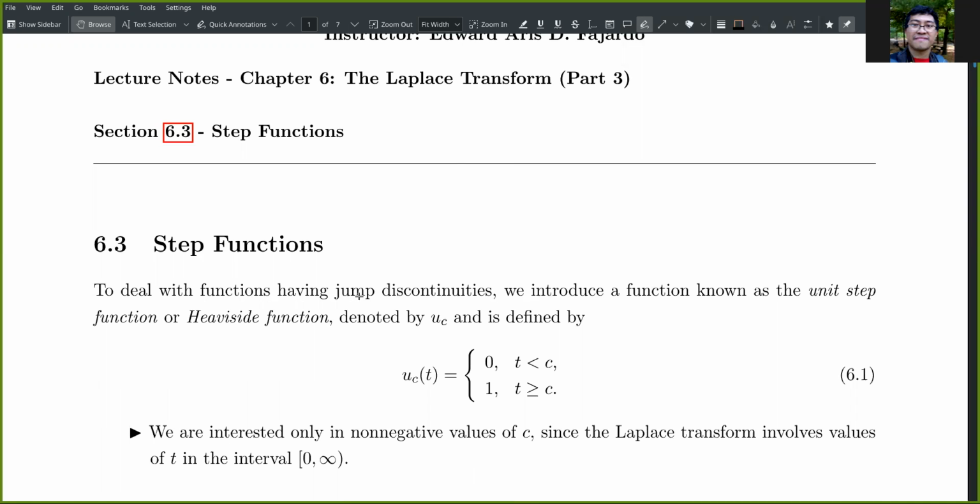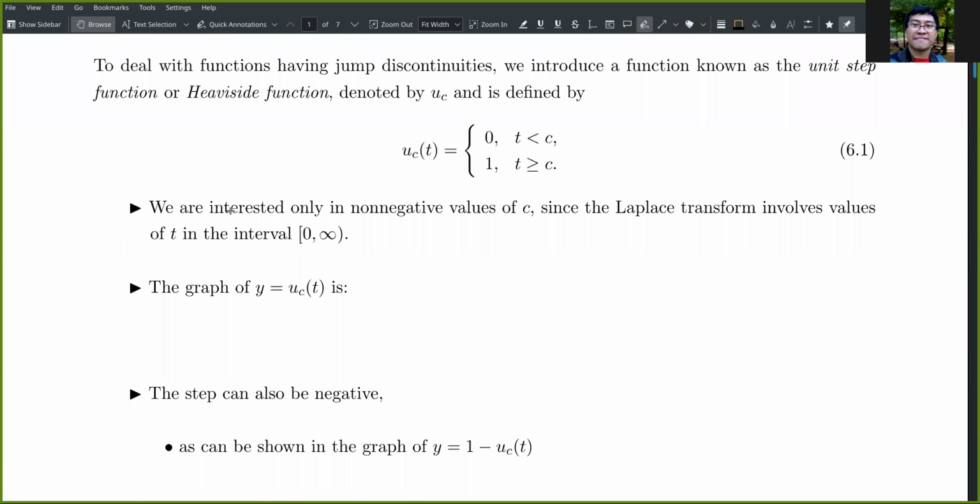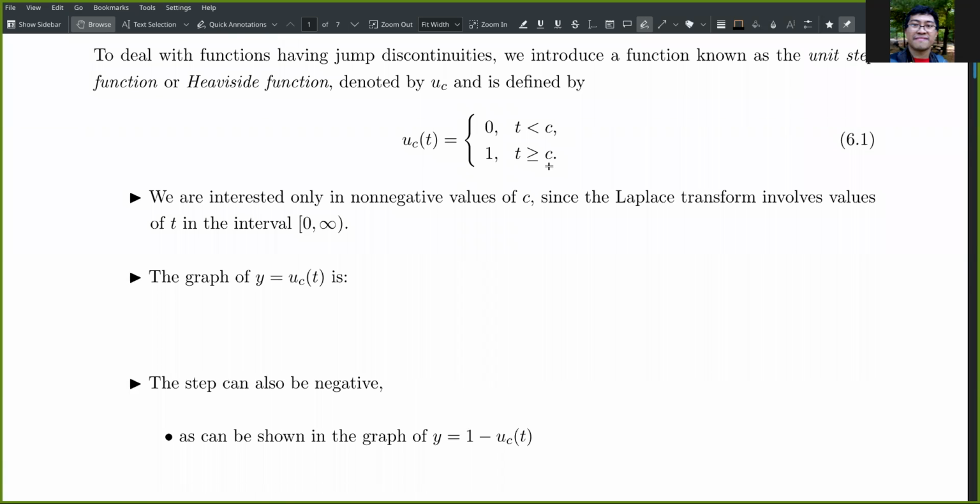So the unit step function, or Heaviside function, is denoted by u_c and defined by this equation, where u_c(t) is 0 for t less than c, and it's 1 for t greater than or equal to c. We are interested only in non-negative values of c because the Laplace transform involves values of t in the interval 0 to infinity. So that's why our c would be non-negative.